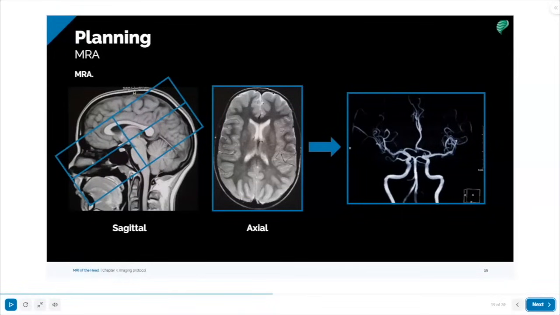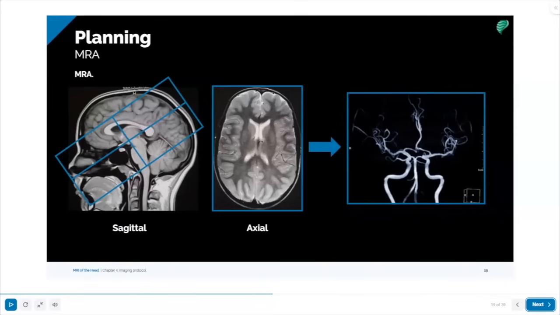Now we want to verify that the planning block is in the axial plane, ensuring that it covers the major arteries, which include the internal carotid arteries, anterior cerebral arteries, middle cerebral arteries, and posterior cerebral arteries. For proper coverage, check that the block extends from the anterior clinoid process to the posterior part of the brainstem, covering the entire anterior to posterior extent of the circle of Willis and related arteries.